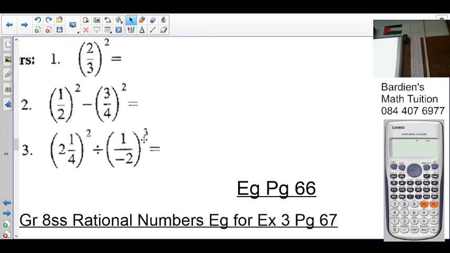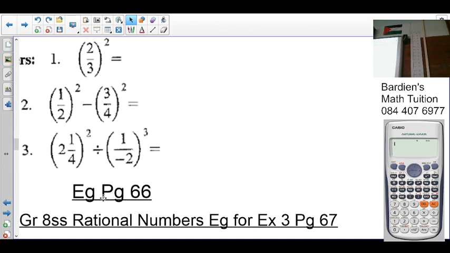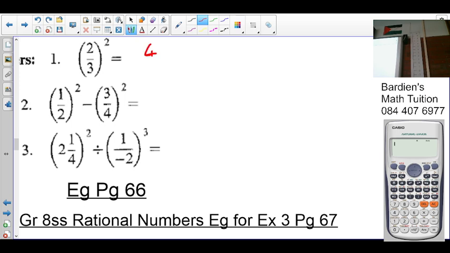Okay, you see, raising to the higher power. Right. People, 2 over 3 all squared. That means to say it's going to be 2 squared over 3 squared, which is 4 over 9. You all agree with that?